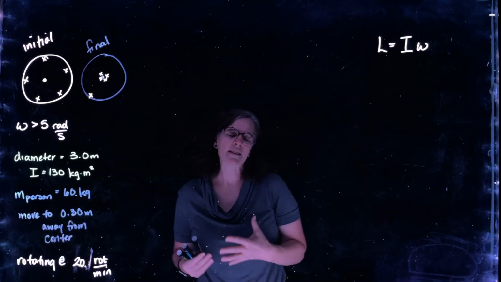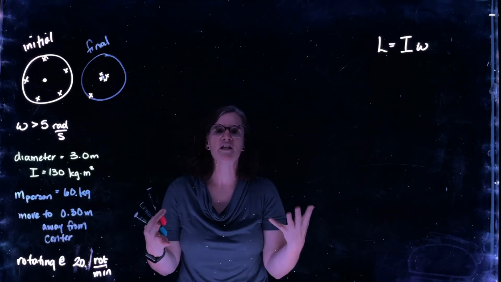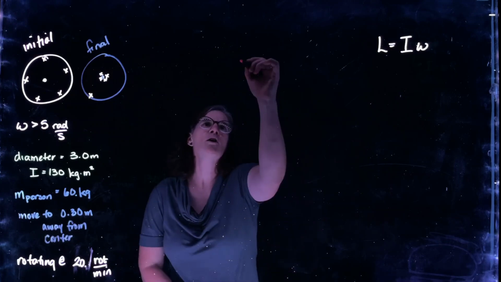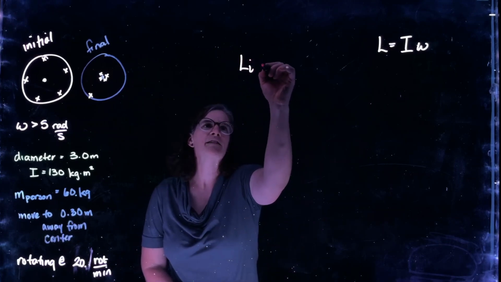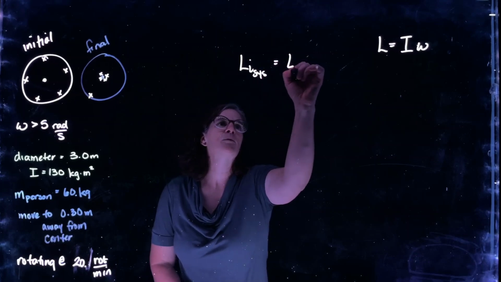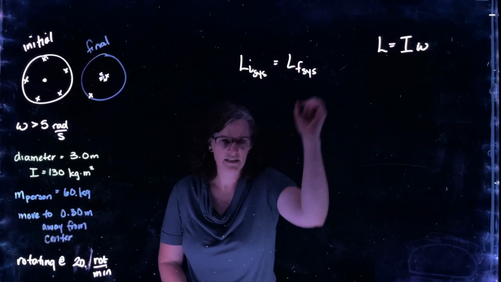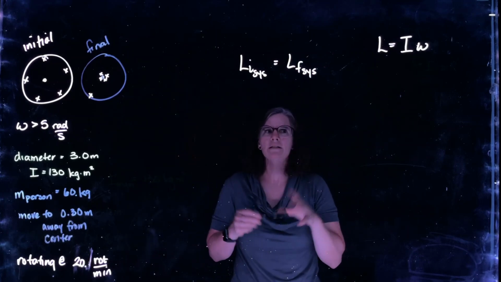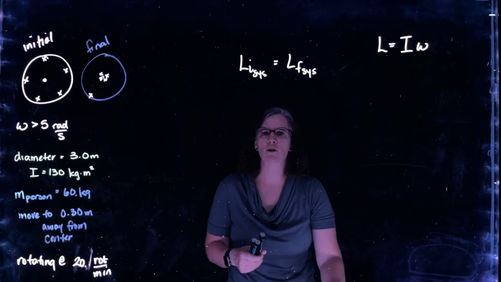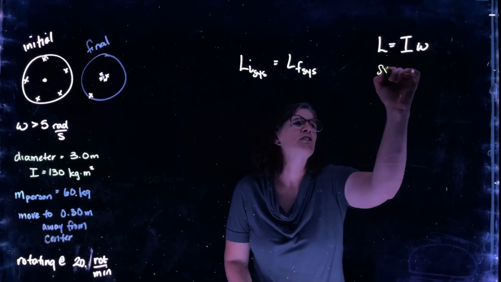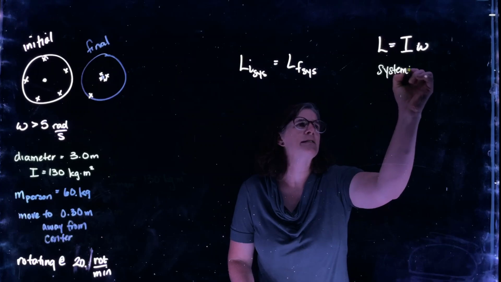And just like with linear momentum, when we look at conservation, we have to understand what is the system. So we know that the initial momentum of the system is going to equal the final momentum of the system. And that's really, really important. It's always of the system. So we have to define our system. We have to make sure we know what pieces are part of that system. So let's do that first. We're going to define our system.